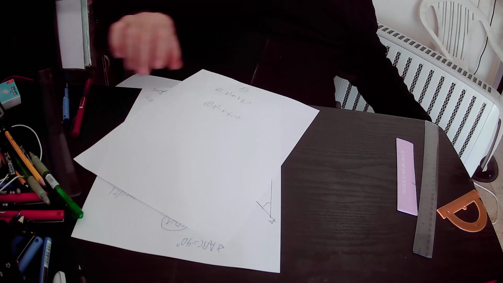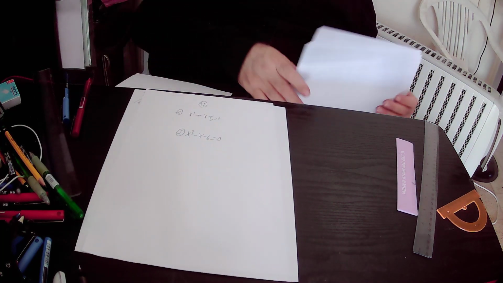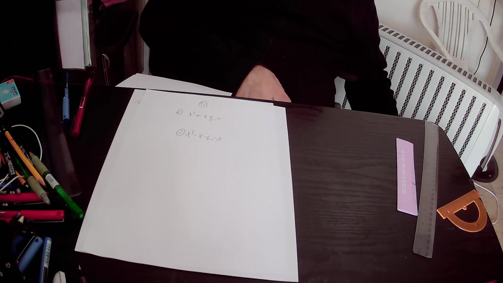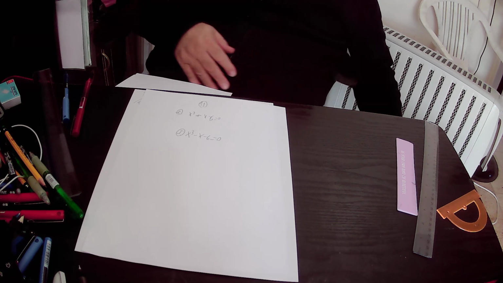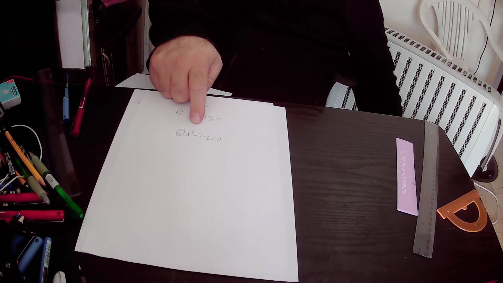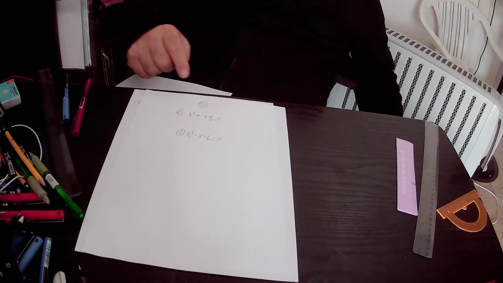Here you can see that if we substitute x by 2, we get that 2 cubed is 8, and minus 2, 8 minus 2 is 6, and 6 minus 6 is 0. So x equals 2 is a solution to this equation.